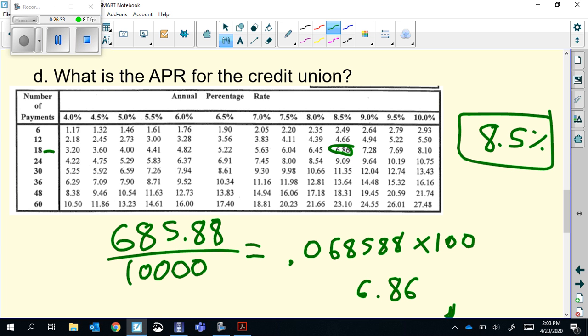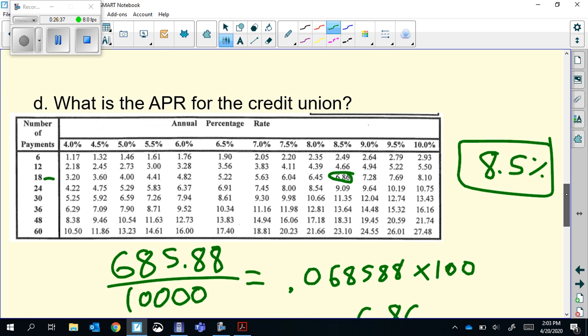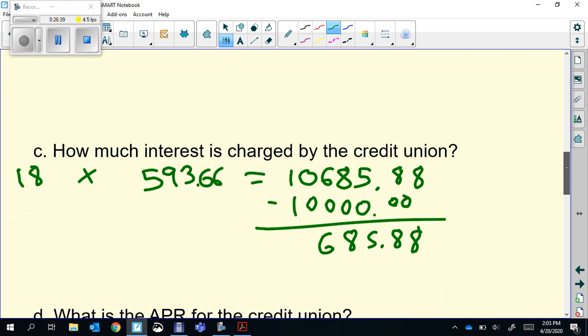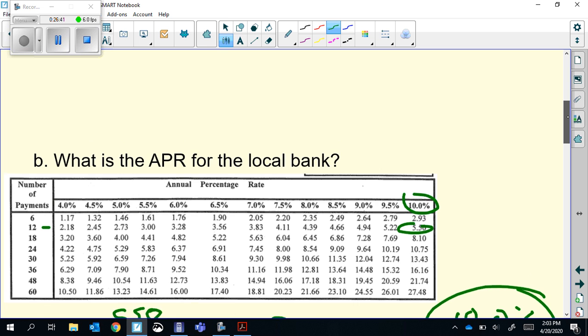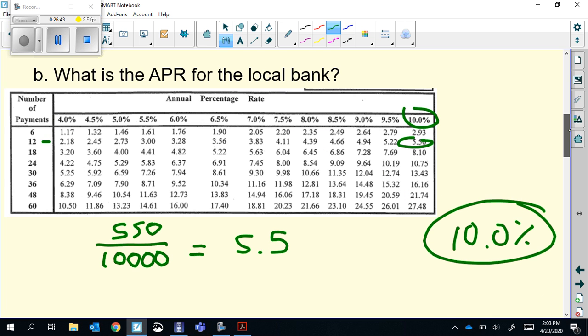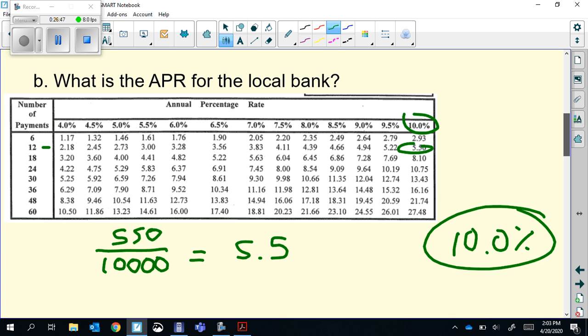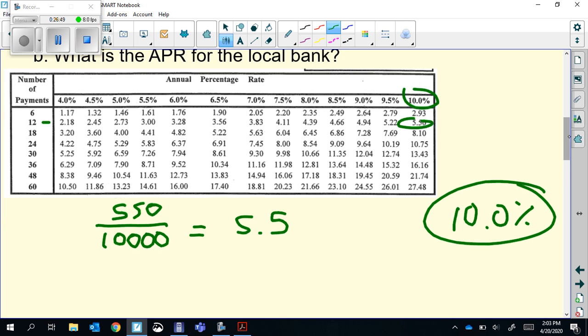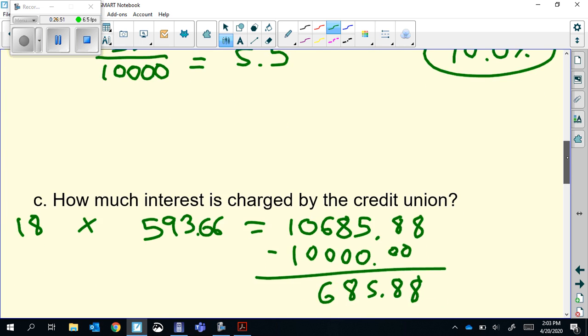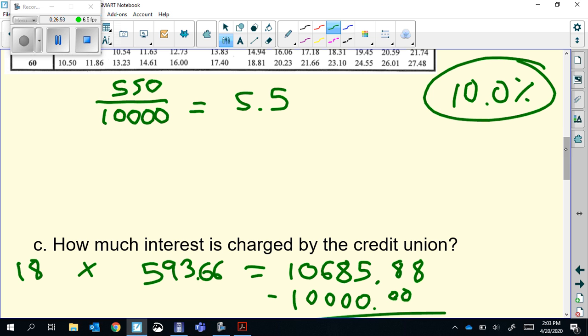So if you're just comparing the APR, you do have a lower APR with the credit union than you do the bank, 8.5 instead of 10%. But it's spread out over longer, so the total amount of interest paid, different way to look at it. You do pay less interest by paying it back faster at the bank because you only paid $550 to the bank.